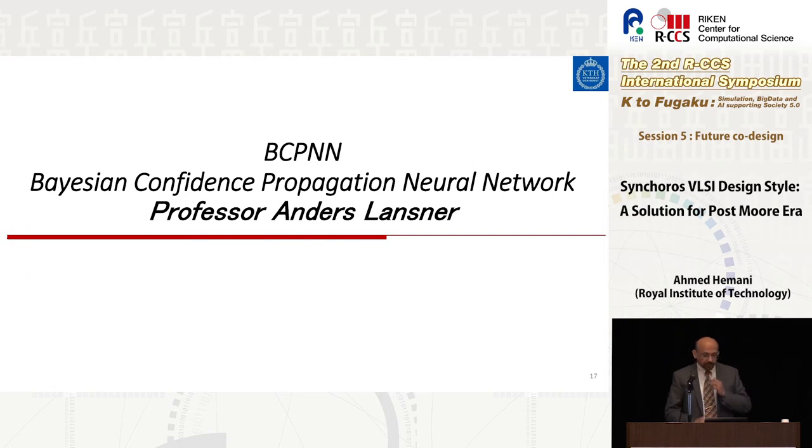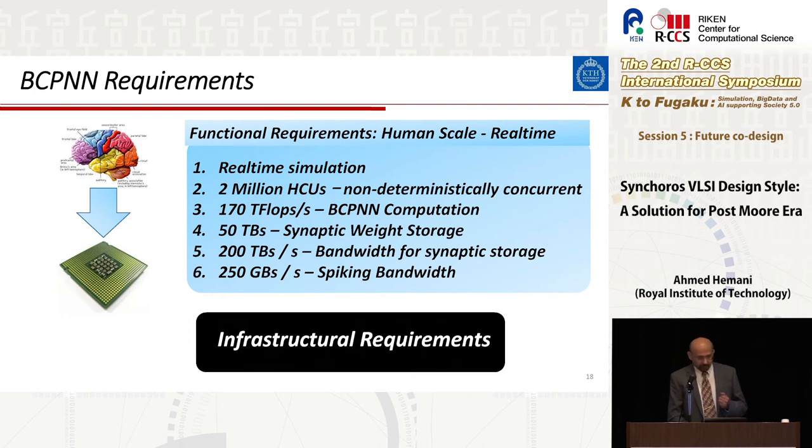The Bayesian confidence propagation neural network has been researched by Professor Anders Lansner, and developed over a long period of time. It's a very biologically plausible model of cortex, and has been validated over a period of time. We've taken that as a case study. It has some requirements which are quite supercomputer-like, though not very high by the standards you've been talking about yesterday: 170 teraflops per second for a human scale in real time, 50 terabytes of synaptic storage, and the bandwidth is the most difficult one, 200 terabytes.